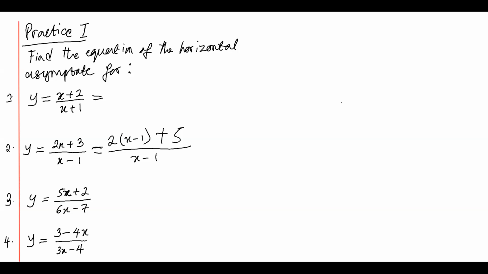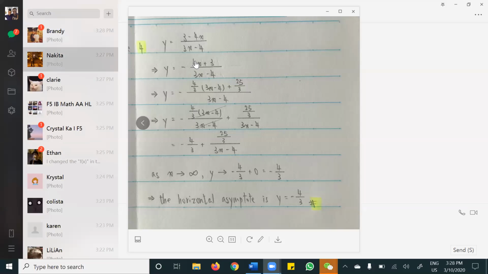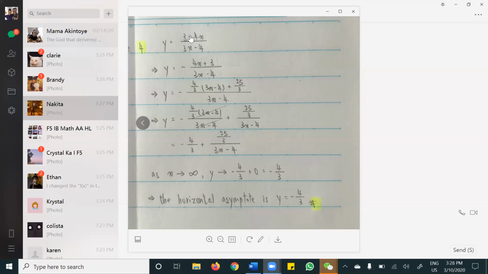Nakita, question 4. Oh, you brought out the entire minus. Okay, no, you made a wrong assumption here, Nakita. Can you see my screen? This minus means everything is minus. But that's not the case here.